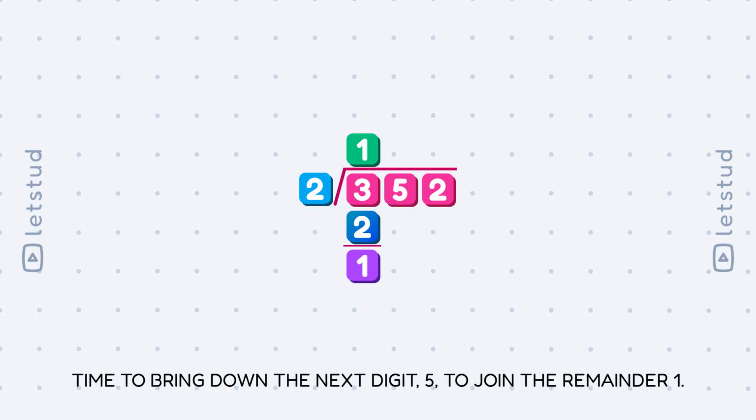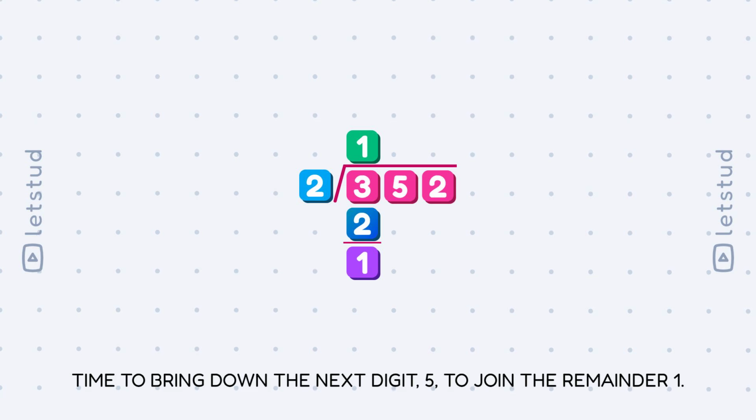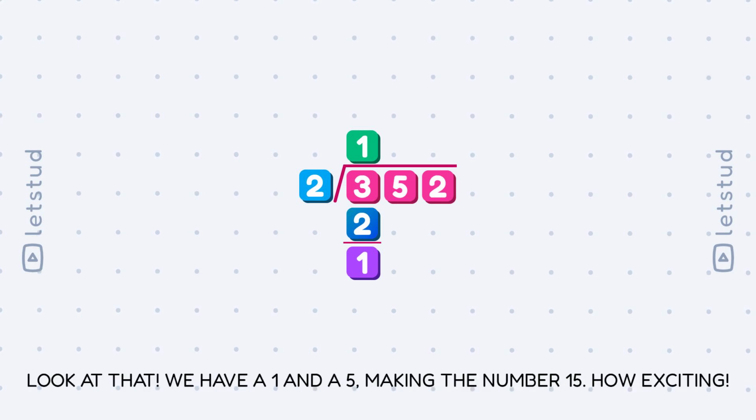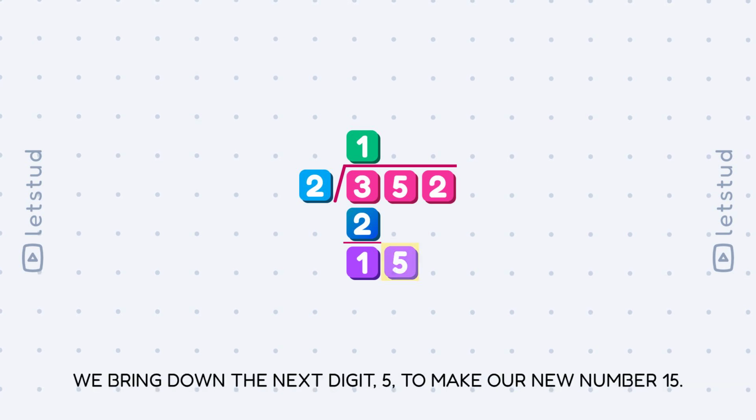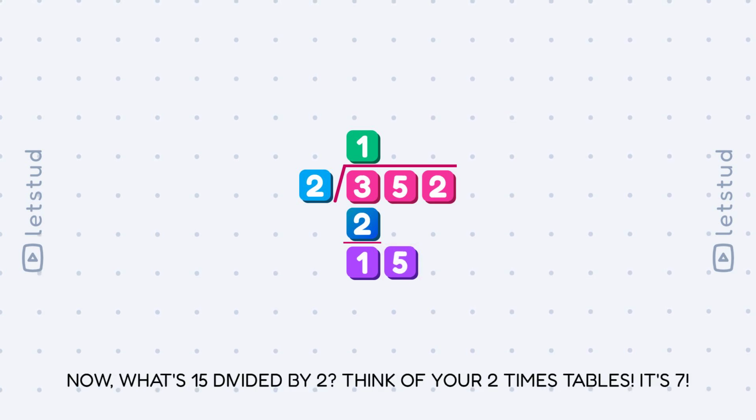Time to bring down the next digit 5 to join the remainder 1. Look at that, we have a 1 and a 5 making the number 15. Now what's 15 divided by 2? Think of your 2 times tables, it's 7.